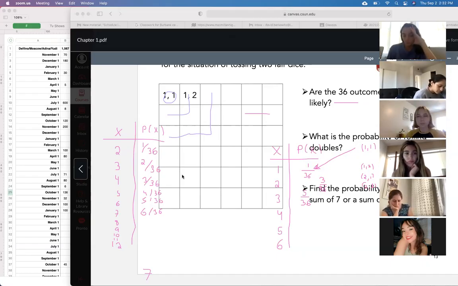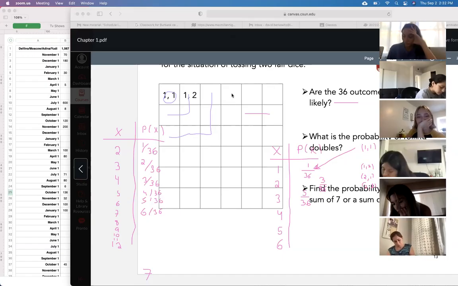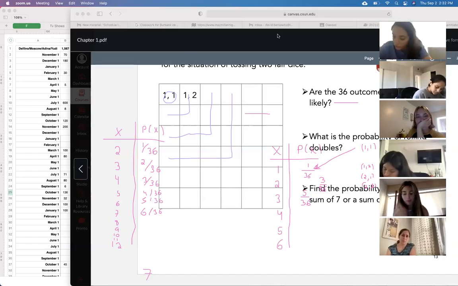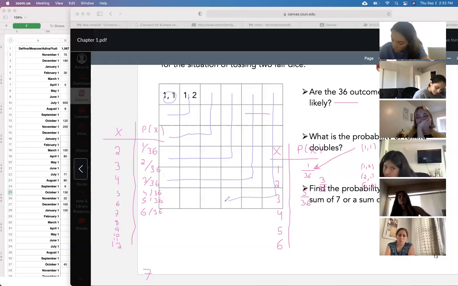So how many ways is the larger number going to be a 4? Or more specifically, what's the probability that the larger number is a 4? 7 out of 36. And how about the larger number being a 5? 9 out of 36. And what's the probability the larger number is going to be a 6? 11 out of 36.